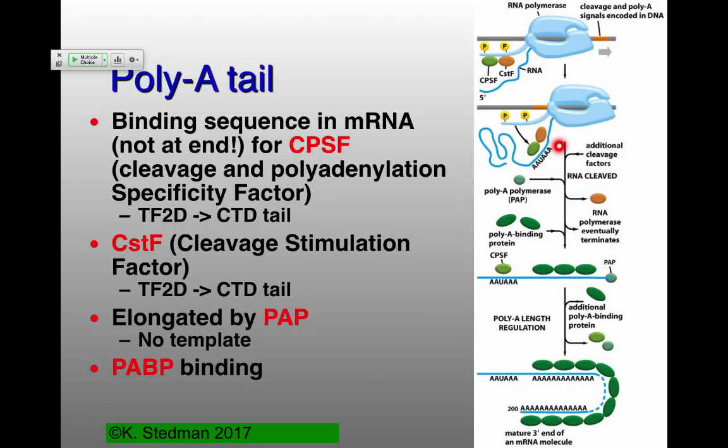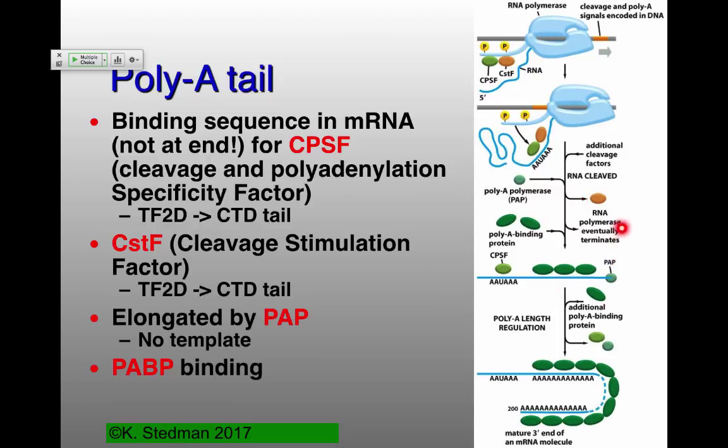Once you have cleavage that takes place, now you have a 3' OH, and now there's the poly A polymerase, also abbreviated as PAP, but I'll probably try and always use poly A polymerase here. Poly A polymerase is an RNA polymerase, but it doesn't need a template. It just needs that primer, that OH, and all the proteins that are bound to the end of your messenger RNA. And what it will do is add literally hundreds of adenines.